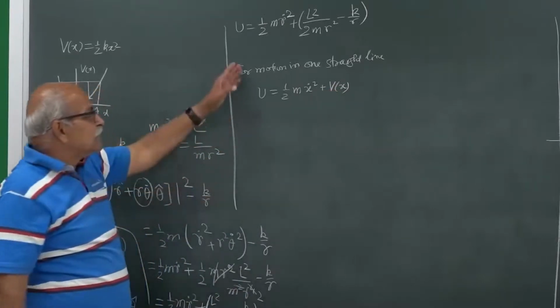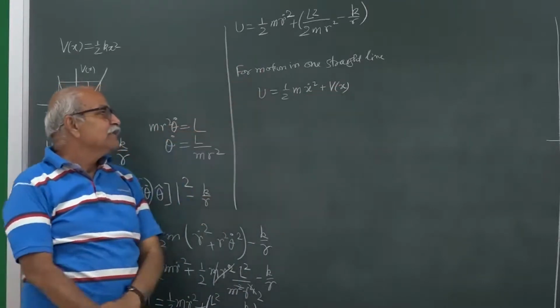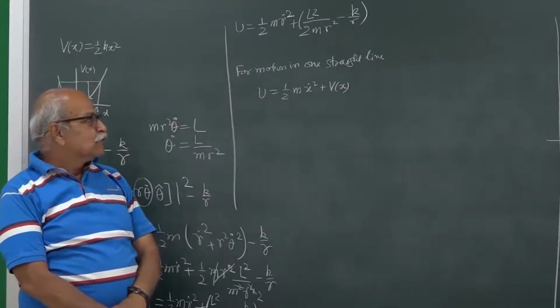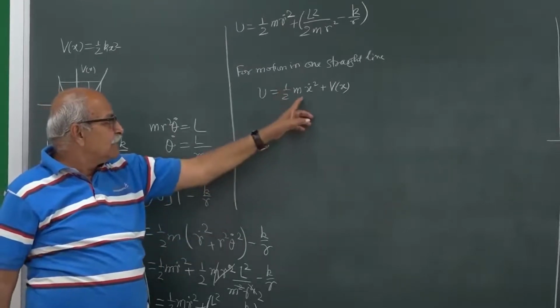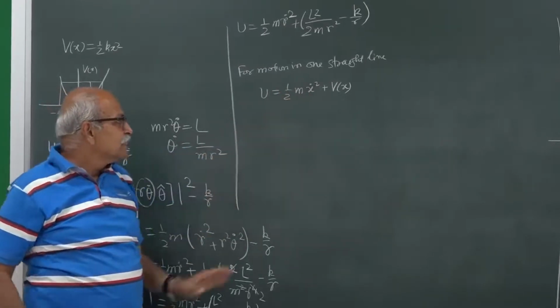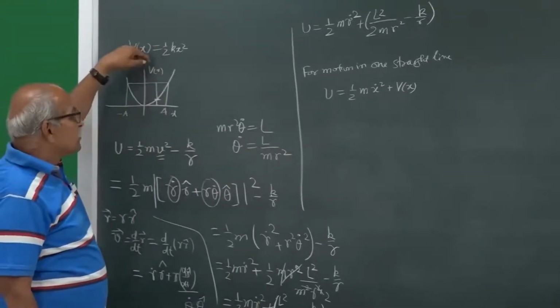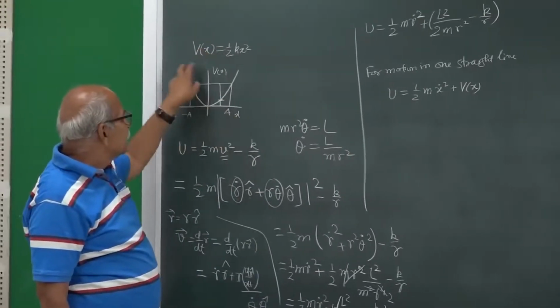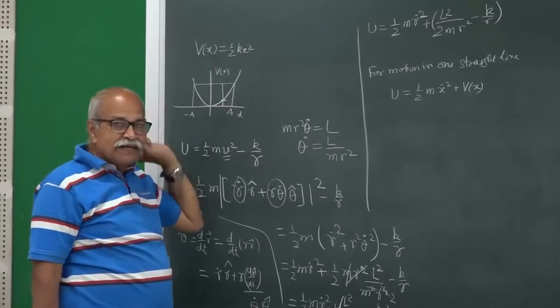It is a one straight line motion, so the position is just x. So, you have half m x dot square, and then a function of x, and then we said that okay, we plot this V of x as a function of x and then we derive information from here.